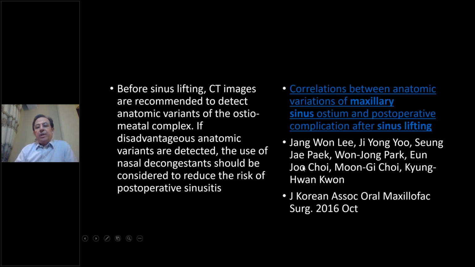So, based on the papers, before sinus lifting, CT images are recommended to detect anatomical variations, especially about the osteomeatal complex. And our recommendation is that please note this anatomic situation.